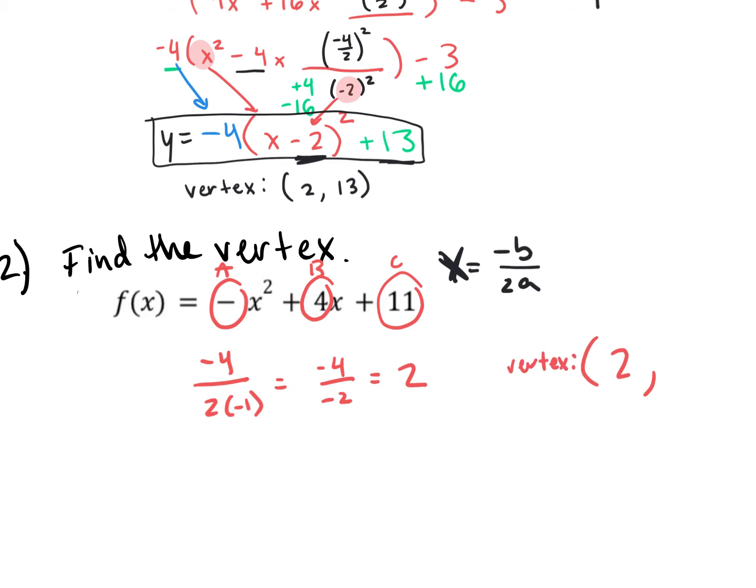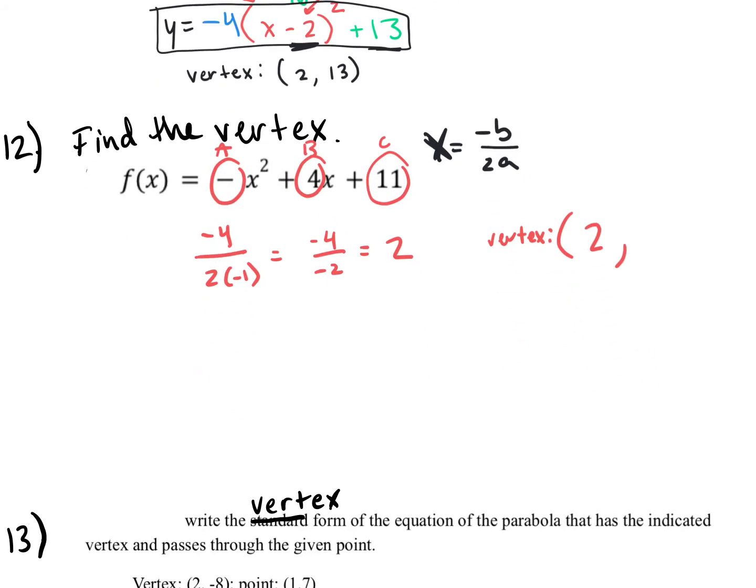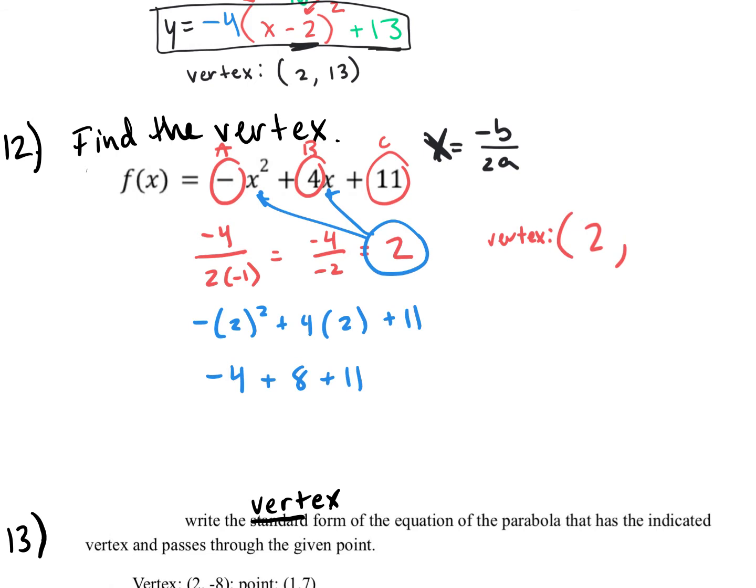How do I find the y in my vertex? Plug it in. So I just take the x and plug it into all of my x's. So I have negative 2 squared plus 4 times 2 plus 11. So this would be negative 4 plus 8 plus 11. So 4 plus 11, which would be 15. So this is the formula to help you find your vertex.